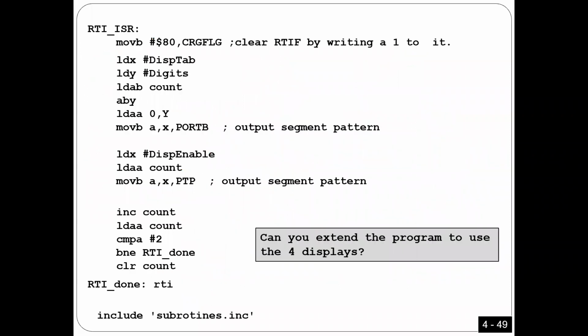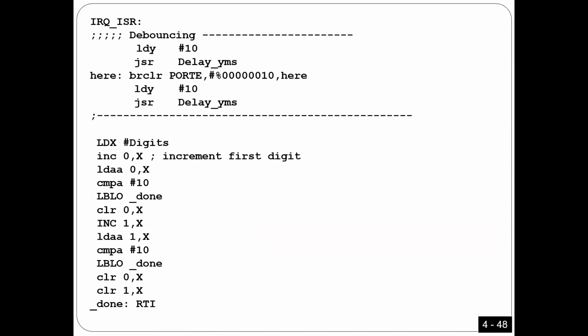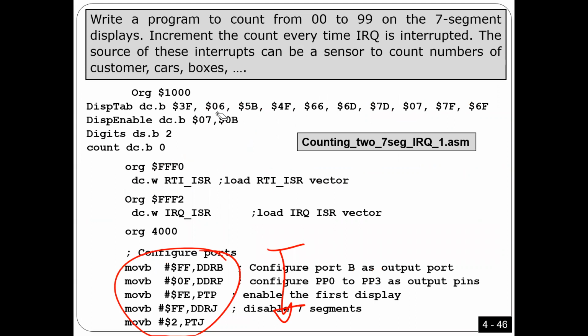Okay, let's go to RTI. Here in RTI, guys, what I have to do is use 2 memory locations. I have digits and digits plus 1. Also, I have the enable, and enable plus 1. So this is the enable, and this is the enable plus 1.